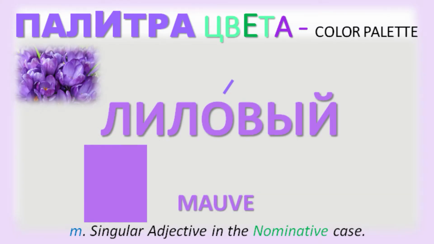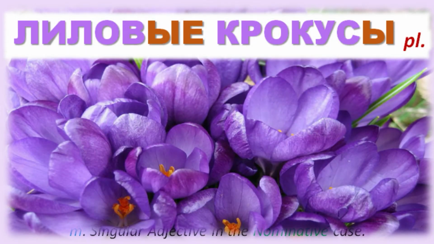Лиловый цвет. Mauve colour, Лиловый. Лиловые крокусы. Purple crocuses. Ые is the plural ending because the adjective Лиловые describes a plural word, крокусы.